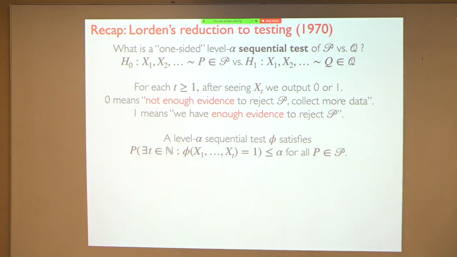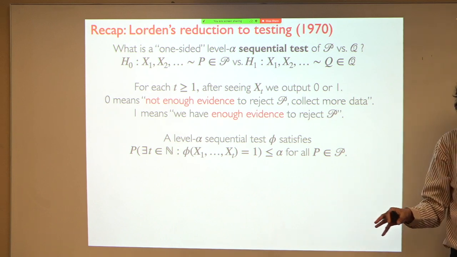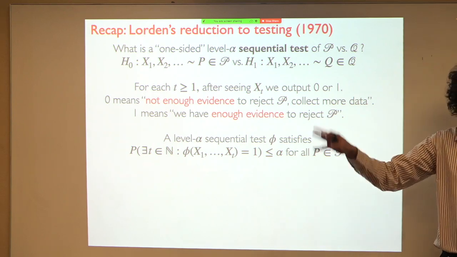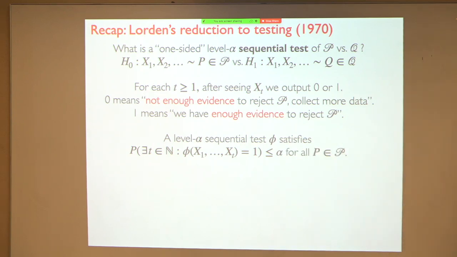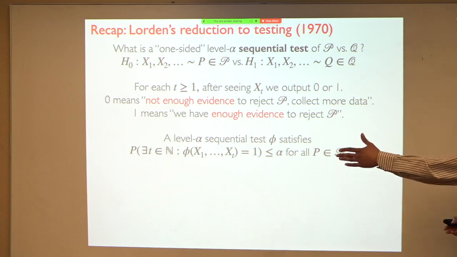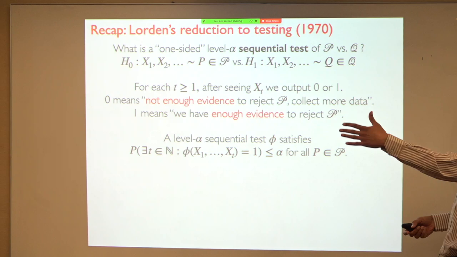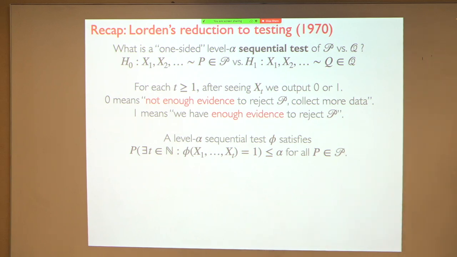Suppose you have a one-sided level alpha sequential test of P versus Q. You're doing change detection from script P to script Q, but the first question I can ask is: can I even test whether all of the data comes from script P or all of the data comes from script Q? Can I do that test? Suppose I have a one-sided level alpha test.